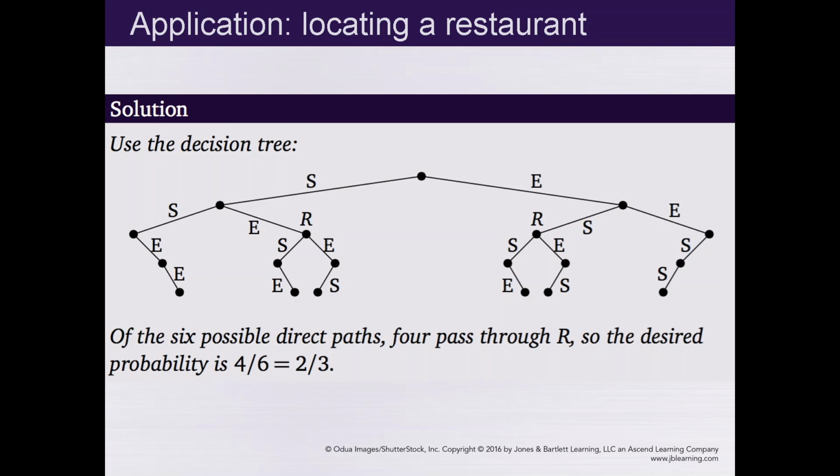So here's all the different ways I can go southeast, southeast, and whatnot. And then out of the 6 final branches, the 2 main branches both have 2 below, so 4 total, 4 different paths past the restaurant. So it's 2 out of 3.